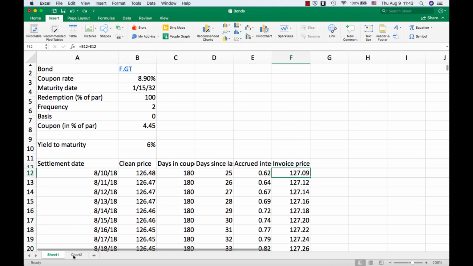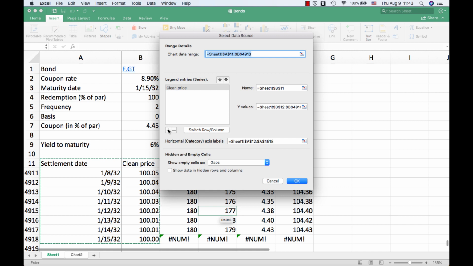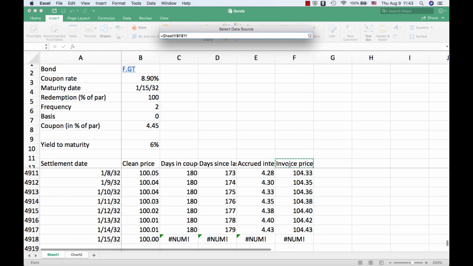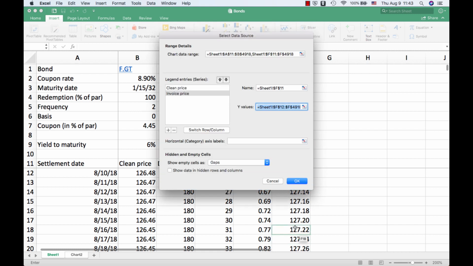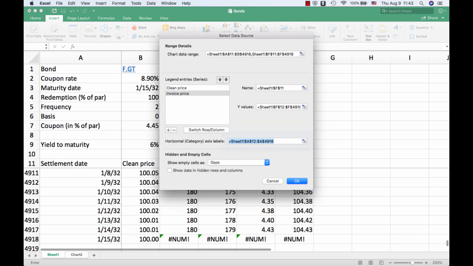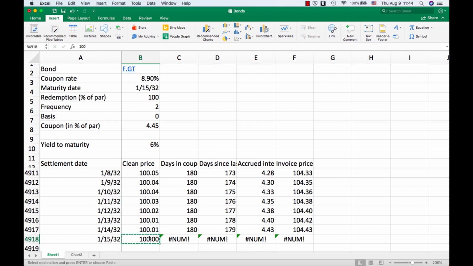To plot the invoice price in our chart, we go to the chart, right-click on it, click Select Data, and add another series to it. The name of the series is just the invoice price, or you can type that in, and the values are these numbers here, from F12 to F4918. We also have to add labels for the horizontal axis, which we find here, highlighting the entire column, clicking return, and then OK. It's nearly good. Let me make one correction. Let me just make this 100.